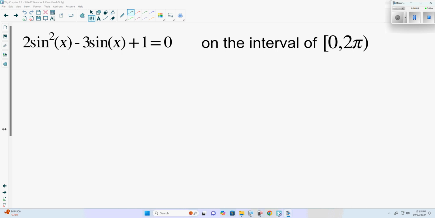Where we stopped on the last one, solving these trigonometric functions. So with these here, and luckily this is a nice one to stop on.